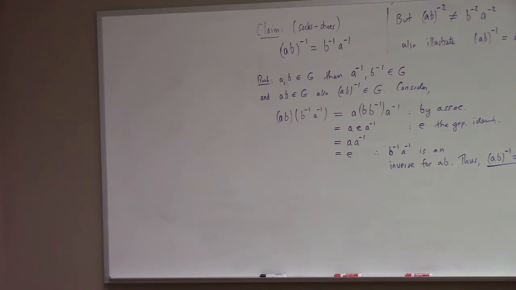Well, I know g to the negative n is equal to g inverse raised to the n power. Okay, so that's what I did here. And so we just figured out that AB inverse is B inverse A inverse, right? So what should this be, generally speaking? It should be B inverse, A inverse, B inverse, A inverse.